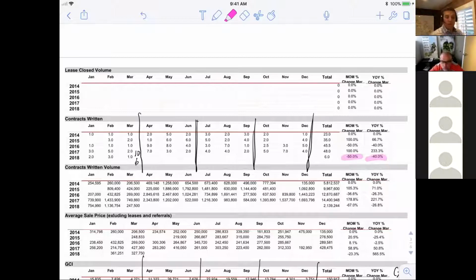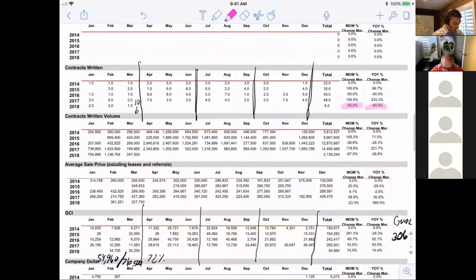So we can start predicting to say, hey, it takes more contracts to get a closed unit in this market, and we've written fewer contracts. And then we could say, why? Is that because there's less inventory and it's harder to find? Is it because I've got less aggressive buyers, or my buyers aren't really qualified, or they're more hesitant than they were a year ago? Again, it's the question why.